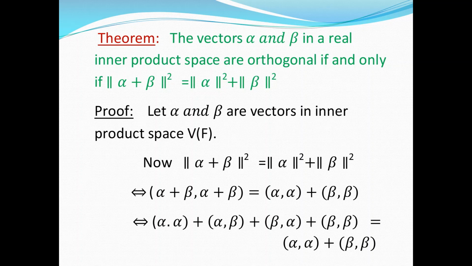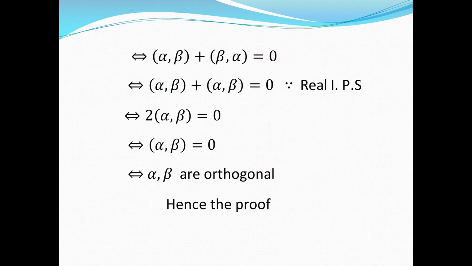That means the inner product of alpha, alpha plus the inner product of alpha, beta, plus beta multiplied with (alpha plus beta), so the inner product of beta, alpha plus the inner product of beta, beta, is equal to the inner product of alpha, alpha plus the inner product of beta, beta. Cancel on both sides the inner product of alpha, alpha plus the inner product of beta, beta. If and only if the inner product of alpha, beta plus the inner product of beta, alpha is equal to 0. If and only if the inner product of alpha, beta plus the inner product of alpha, beta is equal to 0.